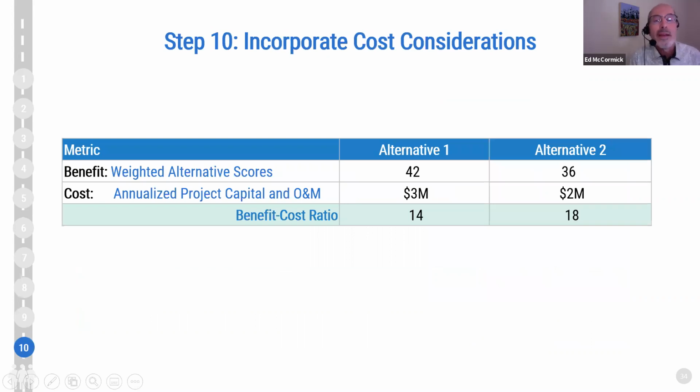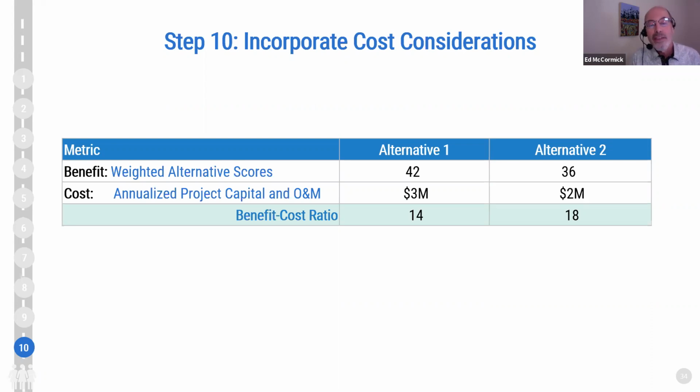Now, where the rubber really meets the road is when you move on to step number 10. And here's where you incorporate cost considerations, because what you're really aiming for is a benefit cost ratio. Where do you get the most benefit per dollar cost? So in this example, alternative one had a weighted benefit score of 42. Alternative two had a weighted score of 36. Next, we want to take an annualized project capital and O&M costs, because we want to look at life cycle costs. And in this case, alternative one has an annualized total cost of $3 million per year, whereas alternative two is $2 million per year.